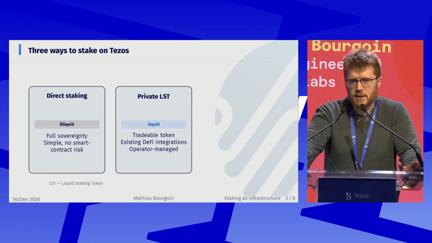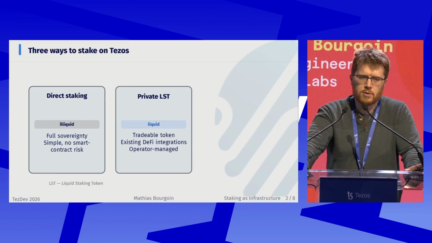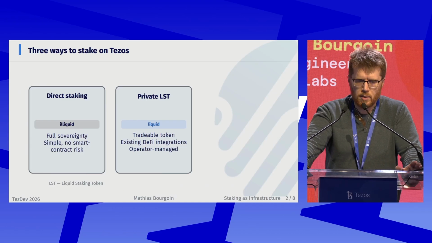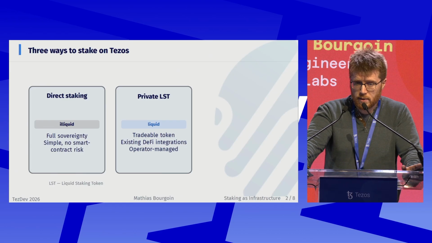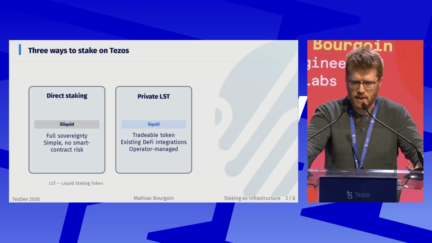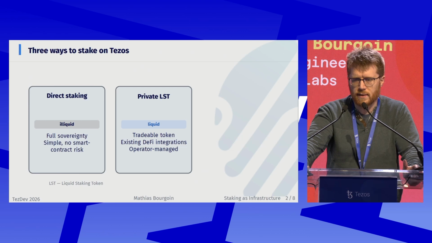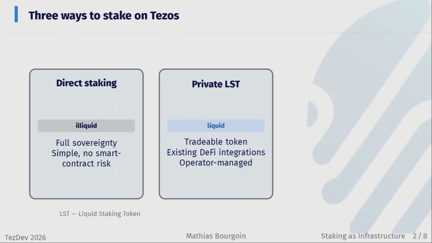We have a second alternative that already exists, which is to use a private liquid staking token through which you gain some liquidity, because most of the time the solution is to use a smart contract to transform your staked tokens into tradable tokens that are liquid. And this allows you to use those tokens through DeFi, but it's operator managed and uses a smart contract, which can have some risks, and we'll discuss that in a moment.